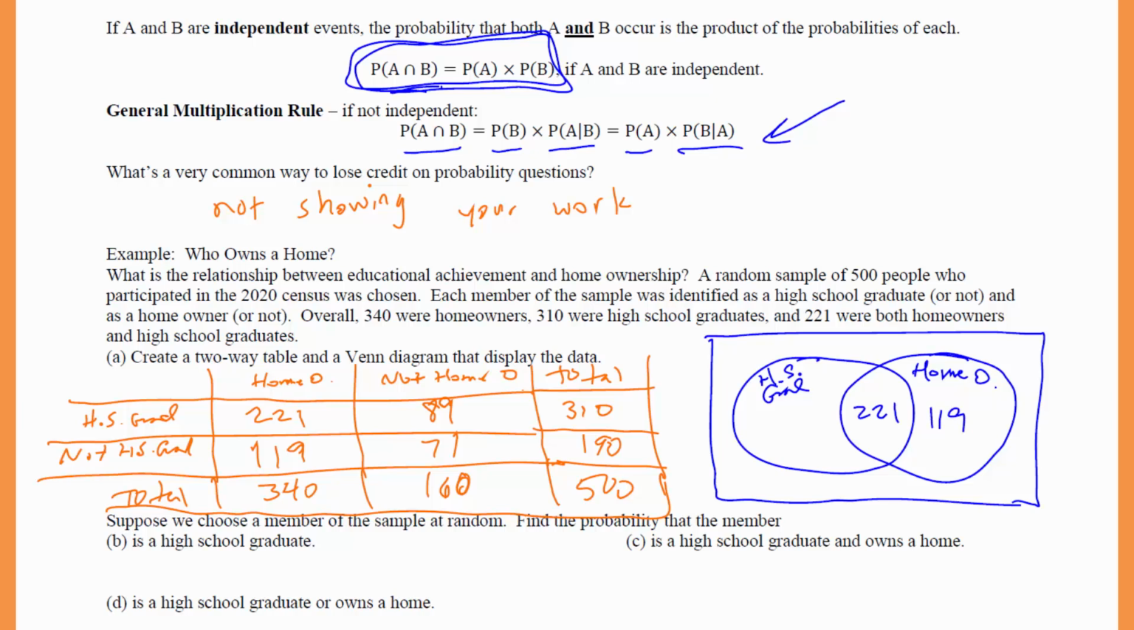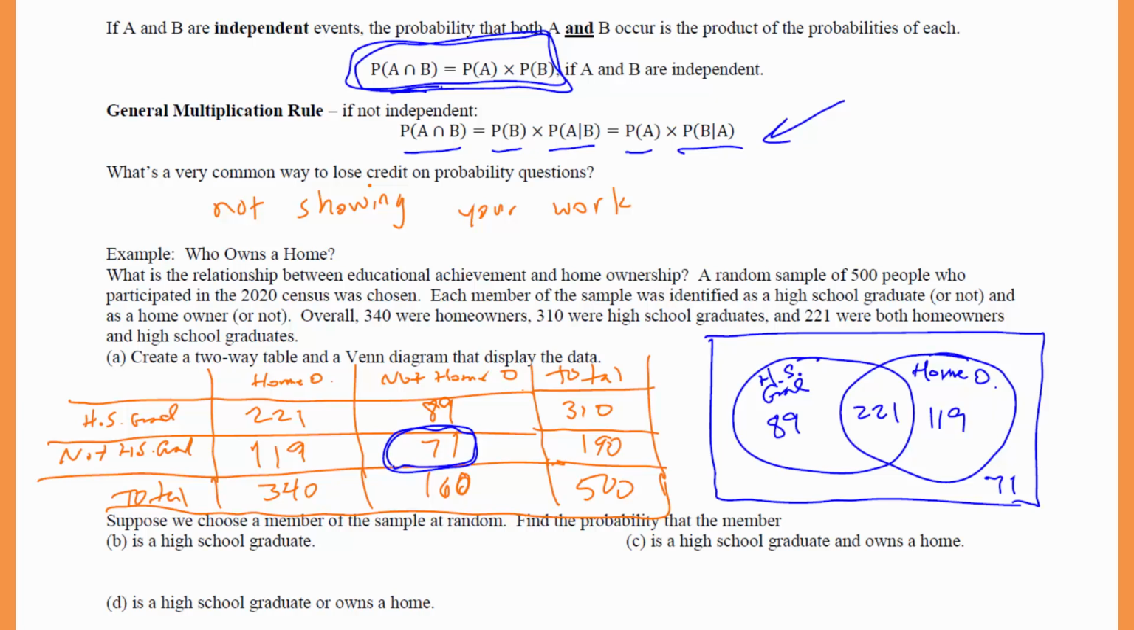Similarly, when it says 310 were high school graduates, that means the entire high school graduate circle is 310. So we subtract from that the 221 that's already in the middle, and the rest of that circle is 89. And where does the number 71 go? Well, that is outside of both of the circles. Those are all the people that are not homeowners and not high school graduates.